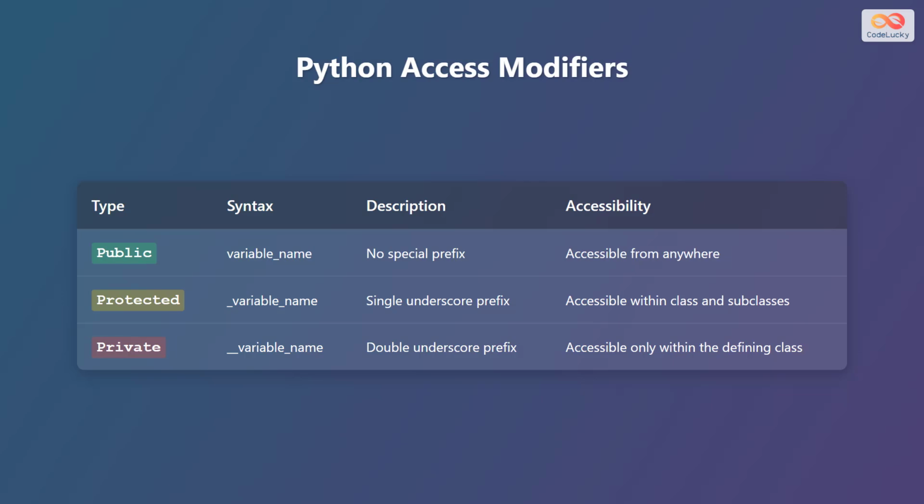In Python, we use access modifiers to control the visibility and accessibility of class members, such as attributes and methods. Python provides three types of access modifiers: public, protected, and private. Public members are accessible from anywhere. Protected members are intended to be accessed within the class and its subclasses. Private members are only accessible within the defining class. The table shows the type of the access modifiers, their syntax, the description of each of these types, and finally the accessibility.